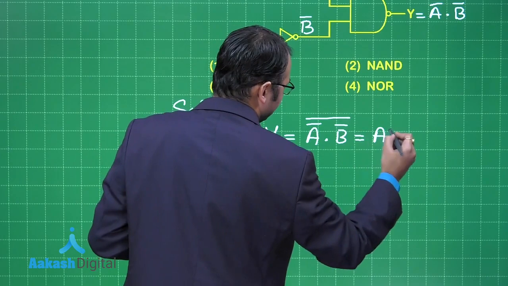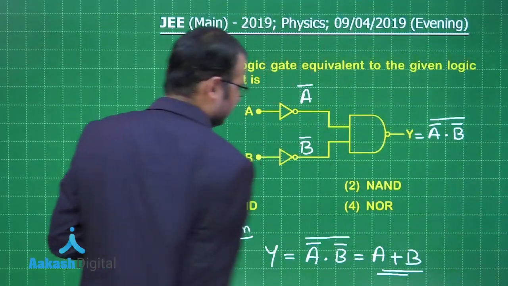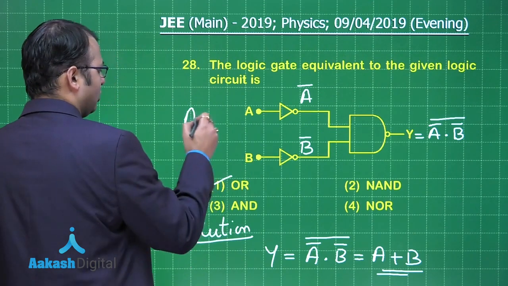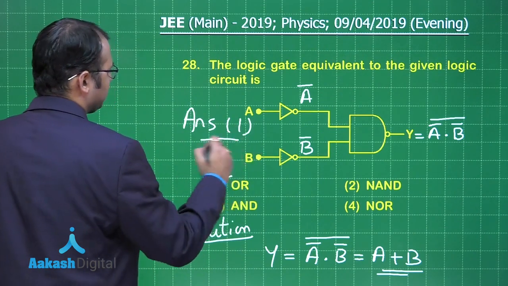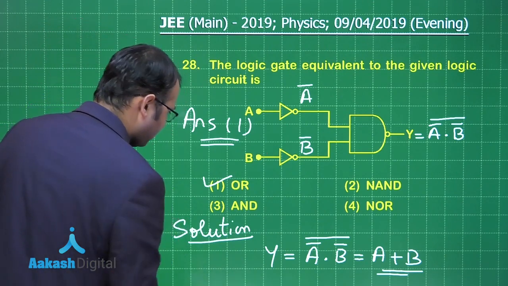So when you simplify this, you will get A plus B. So this is the result which is very similar to the result of an OR gate. So option 1 is the right answer to this question. Now let's move on to our next question.